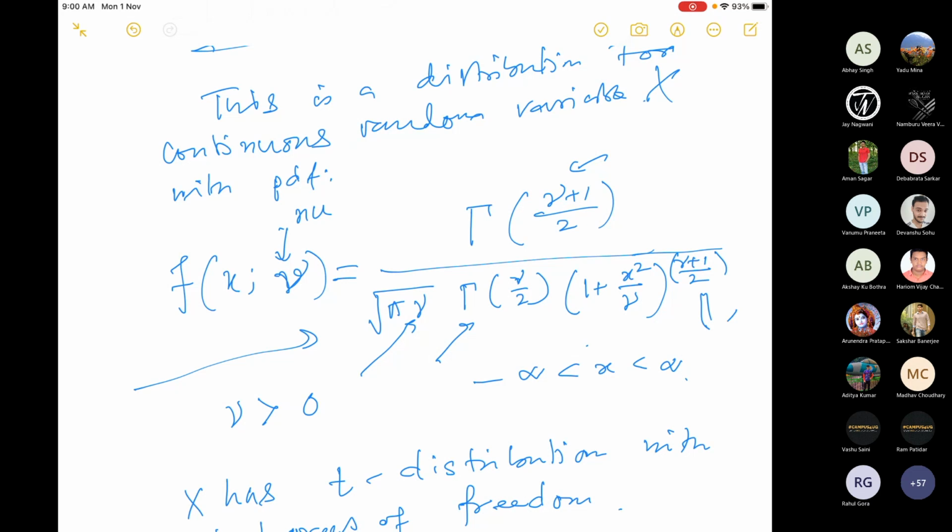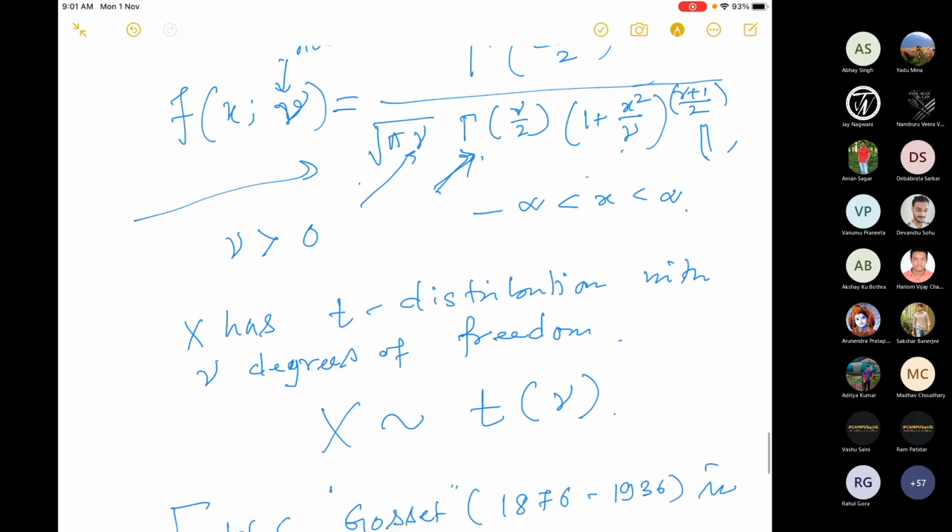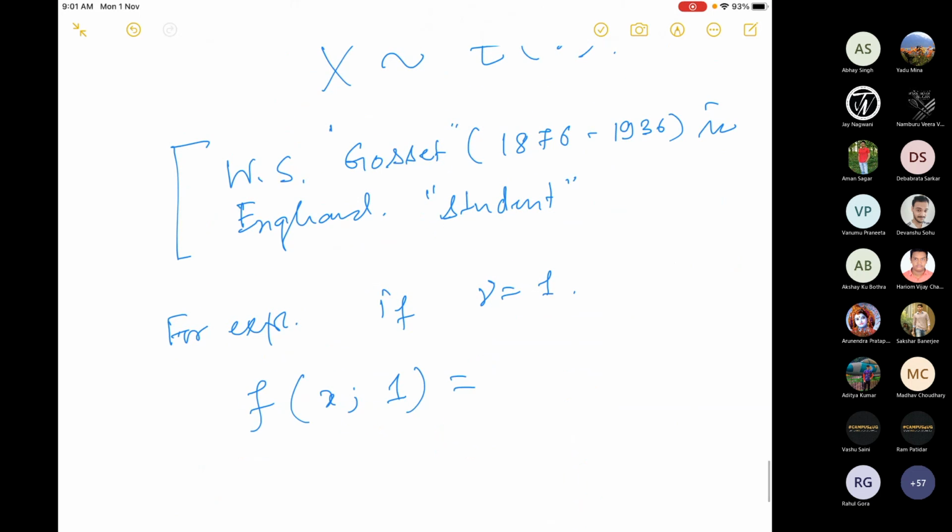Who can tell me what is gamma of 1? If you put nu equal to 1, it is 1. And here it is gamma half, which is root pi. So under root pi, times root pi, this will be pi. Here it is 1 by 1 plus x square. So basically it is 1 by pi times 1 plus x square. Very simple. So this is a generalization.